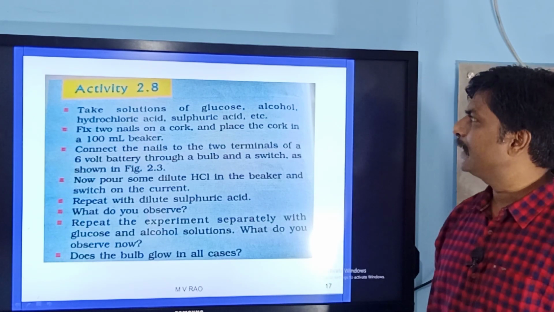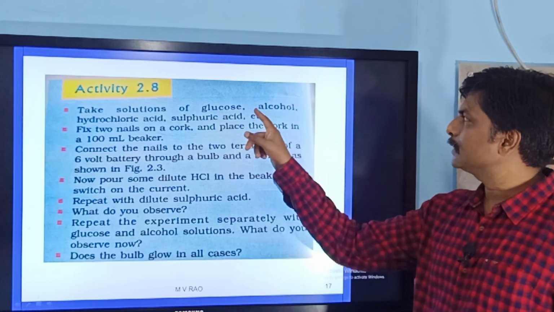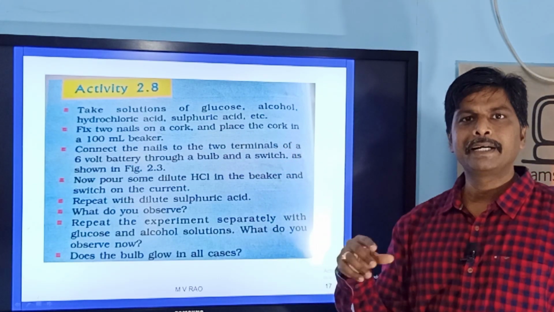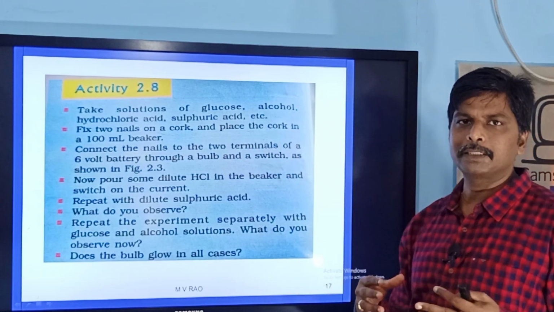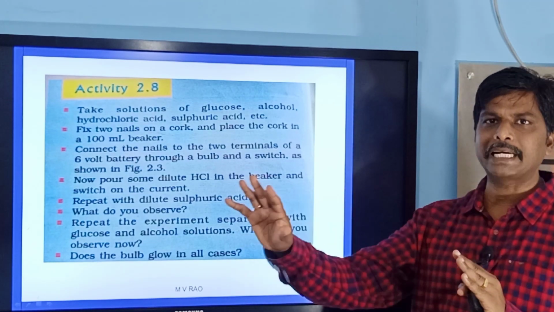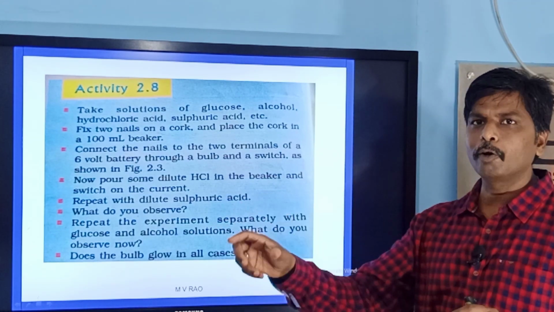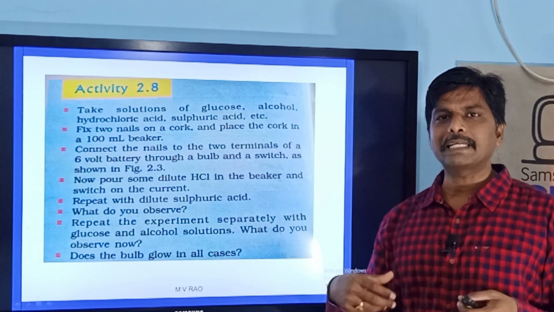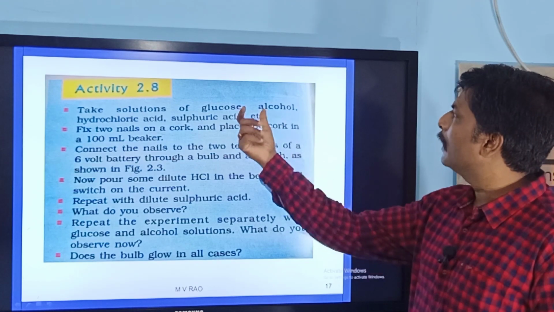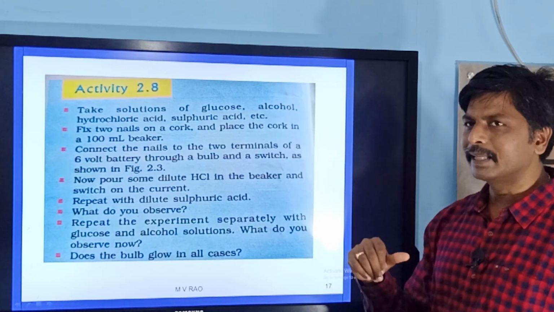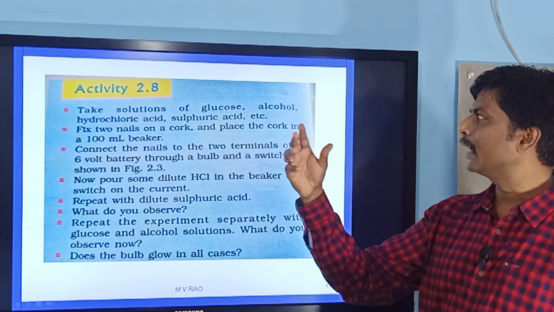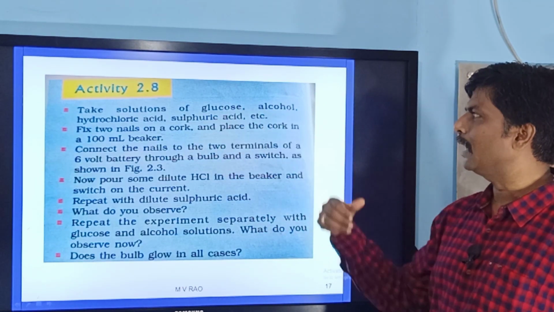So in this activity, take solutions of glucose, alcohol, hydrochloric acid and sulfuric acid. Take 4 solutions. Prepare the solutions before starting the activity in beakers and keep them aside. In one beaker, hydrochloric acid. In the second beaker, sulfuric acid. In the third beaker, glucose solution, and in the fourth, alcohol solution. So 4 are there: 2 acids, sulfuric acid and hydrochloric acid, and 2 other substances, glucose solution and alcohol.